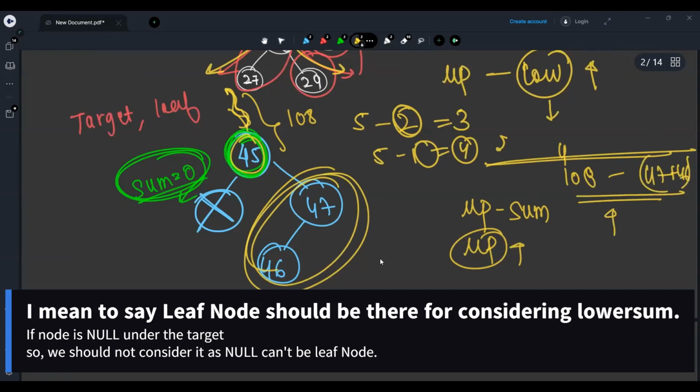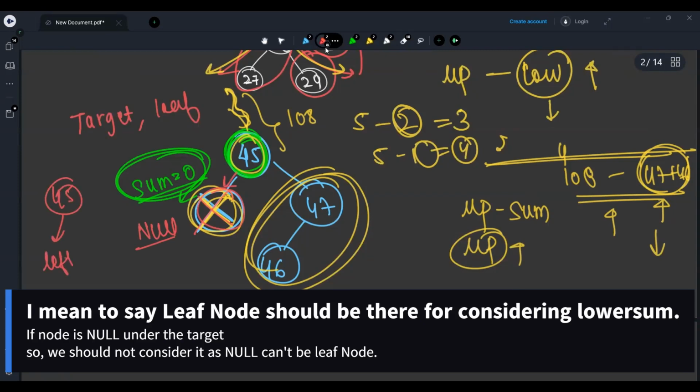So this will be the sum. But if this sum is greater, we will get a smaller result. But this sum is smaller because the sum is equal to 0, so we will take this. But GFG has not allowed this. We don't have to consider the null nodes. That means whenever under the target we get some null nodes, let's say left and right, we don't have to consider them. Okay, so this is the approach.